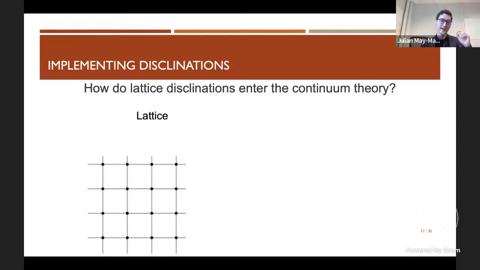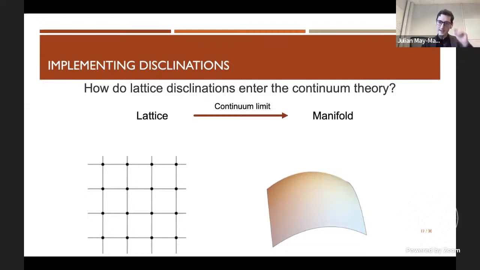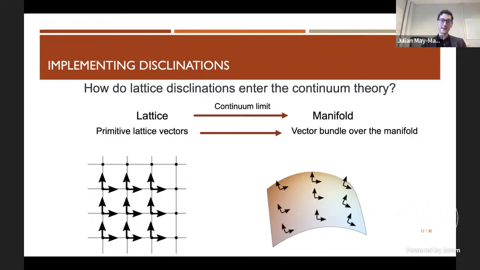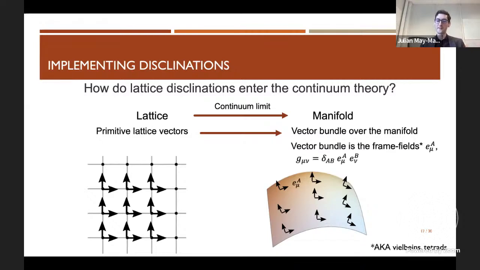So on one side, we have our lattice. And when we take the continuum limit of our lattice, we end up with a manifold. Now, the important objects for our lattice are going to be the primitive lattice vectors shown here, which basically point to neighboring sites in some sort of configuration. We expect that when we take the continuum limit, these primitive lattice vectors will map onto some sort of a vector bundle over our manifold. And it turns out that there's a very natural vector bundle we can choose to identify with these primitive lattice vectors. It's what's known as the frame fields, which are sometimes called Weyl beams or tetrads, depending on the author.